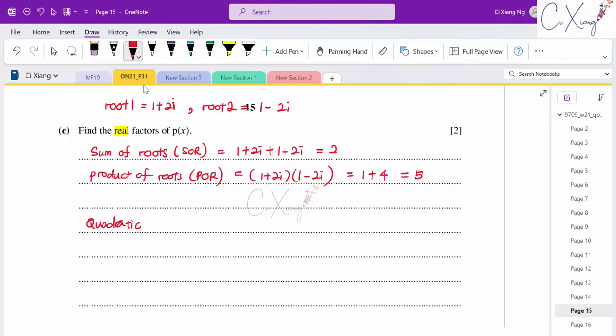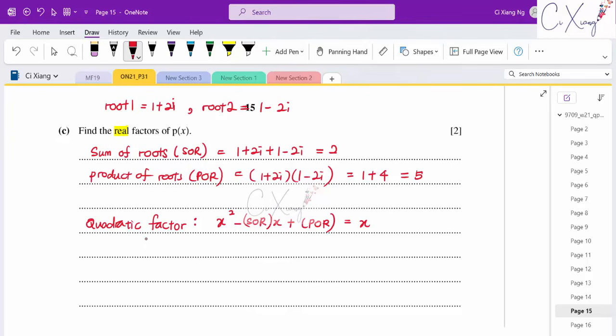Quadratic factor. I think you learned all this in quadratic equations before, like how to form a quadratic equation by using two roots. Just that in our example here, the two roots are complex numbers, but the method is still the same. Okay, so to form the quadratic factor, the general formula will be x squared minus the SOR multiplied with x, and then plus POR, the product of roots.